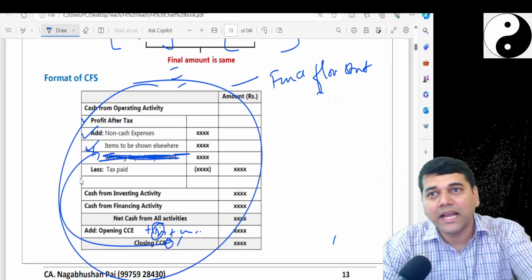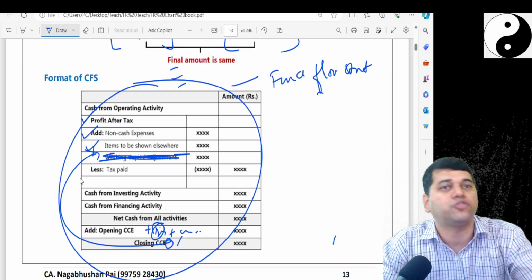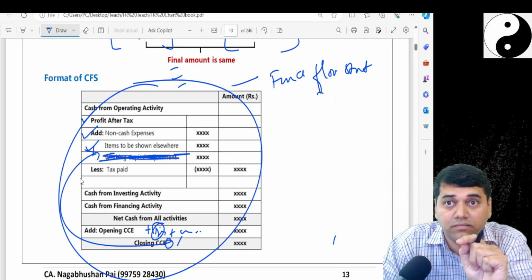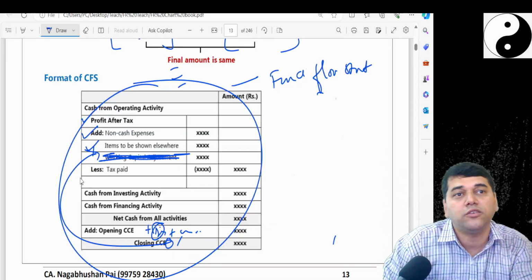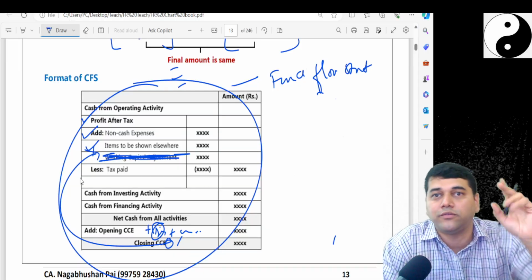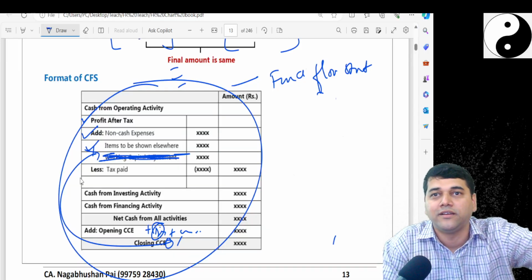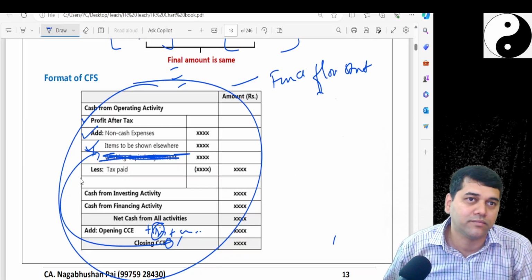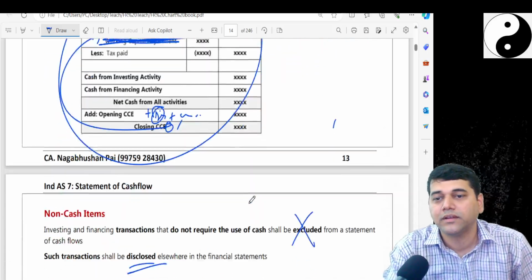Understood? That's why I asked you one question: when there is a change in the fund, should I add it to the cash flow or deduct it from the cash flow? It's a confusing thing. Follow an easier method, look at the second leg. I always tell you, in my journal entry, look at the second leg, the easier leg. Then the other leg will automatically tell you whether to add it or deduct it. Okay, clear?